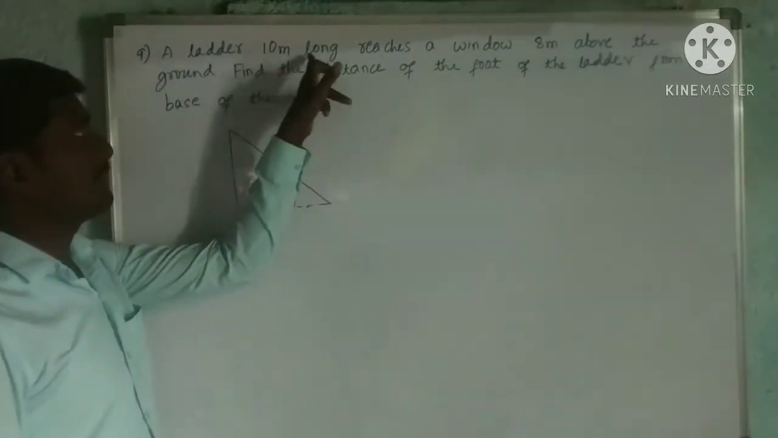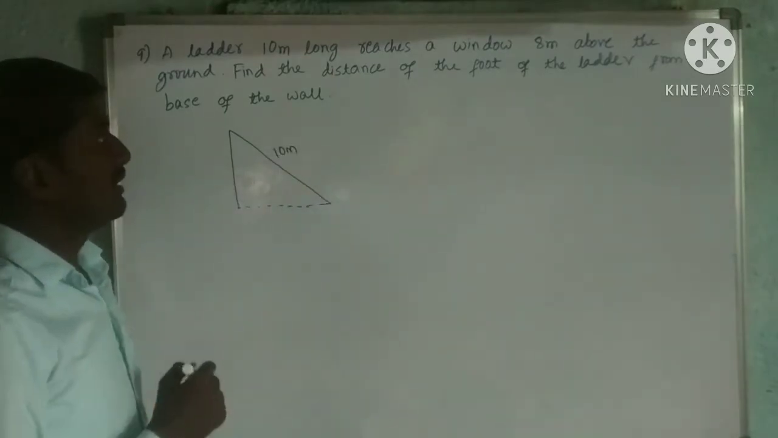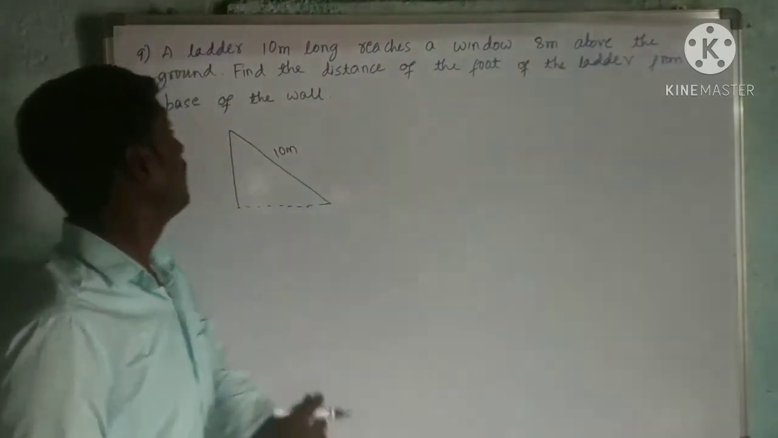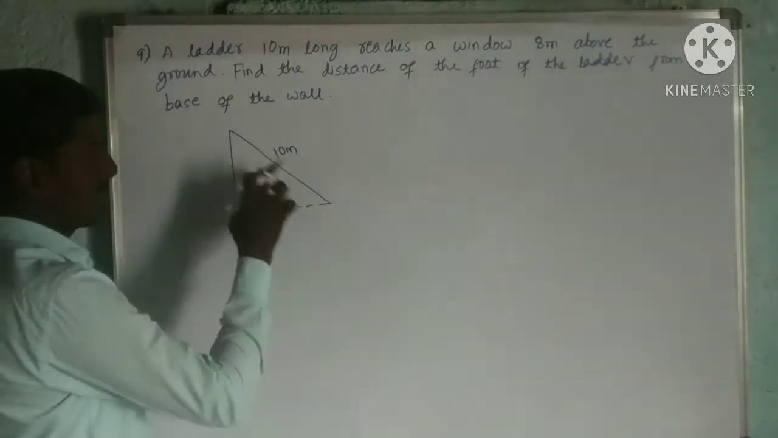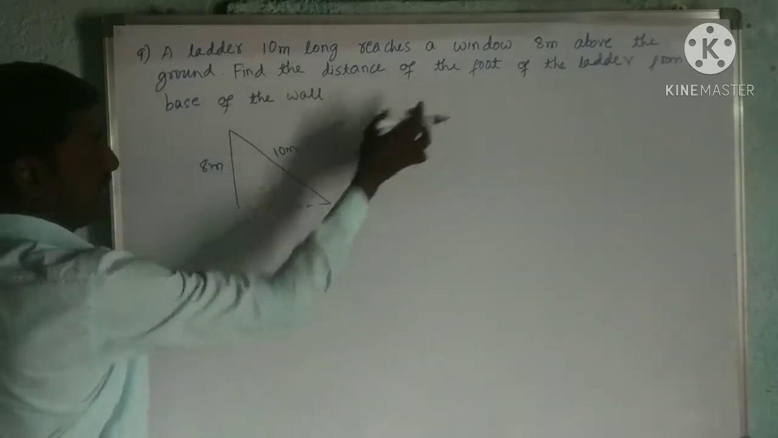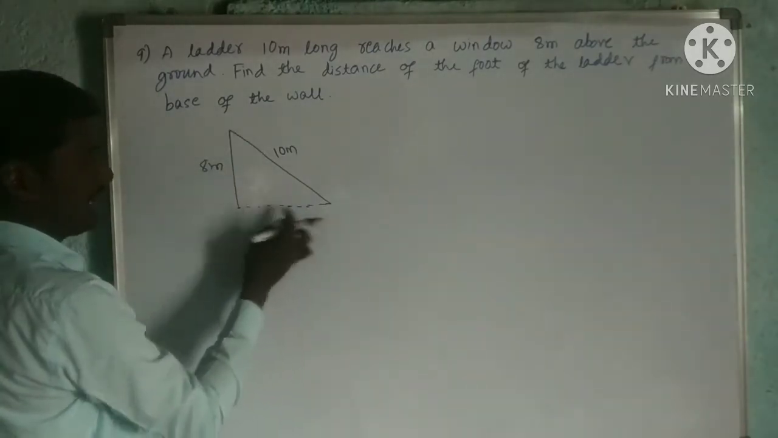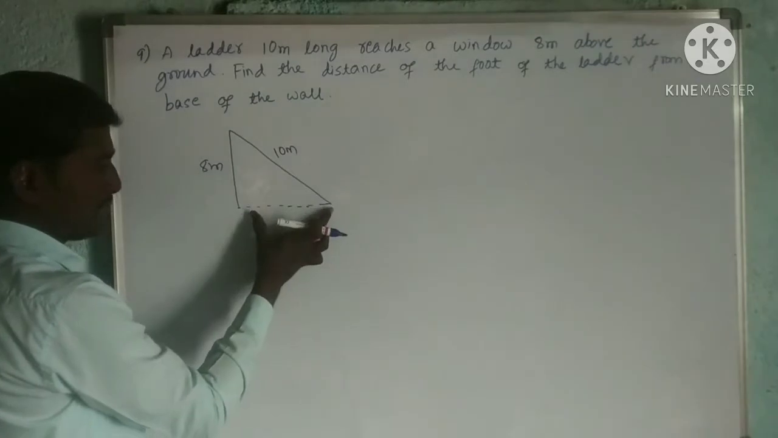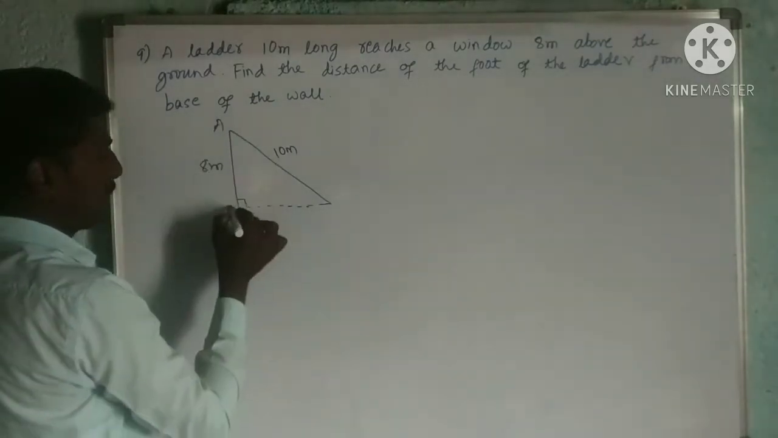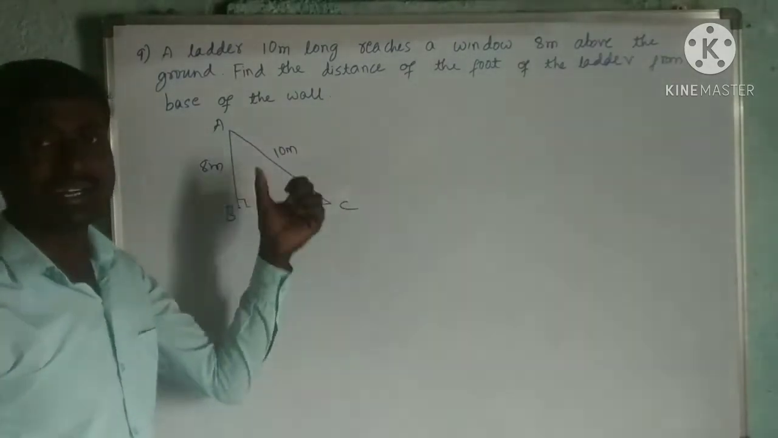Now a ladder 10 meter long. The length of this ladder is how much? 10 meter it is. Reaches a window 8 meter above the ground. So it means the height of the wall is 8 meter. Now find the distance of the foot of the ladder from the base of the wall. This is the wall and this is the foot of the ladder. We have to find this distance. So now here it is 90 degree. So this is ABC. Now we have to find BC. So this forms a right angle triangle.